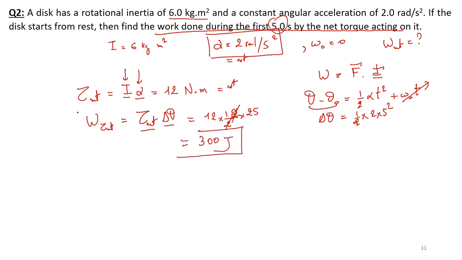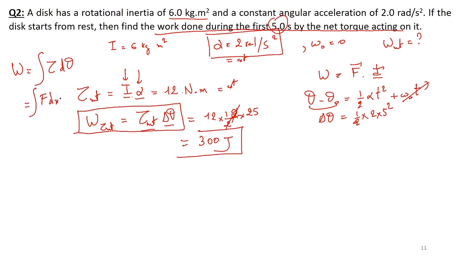This is what we did yesterday. It's in your formula sheet, and this is true for a constant torque. And here I know that the net torque is constant because alpha is constant and I is constant. If I don't have a constant torque, the work is just an integral of torque times d theta. It's like when I don't have a constant force, the work is integral of force dx. Now I replace the force by the torque of the force, and I replace dx by d theta.